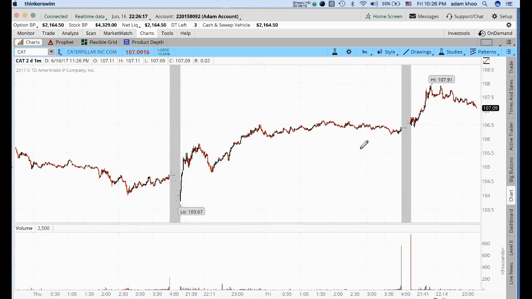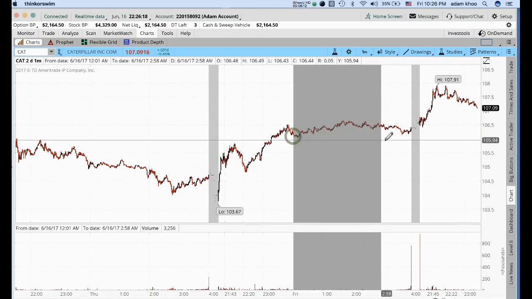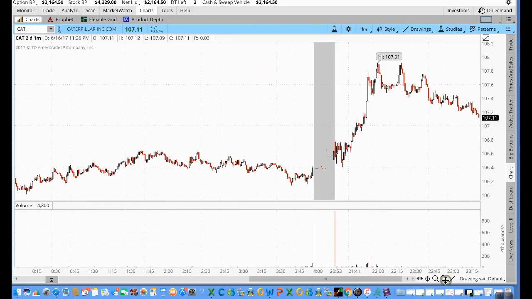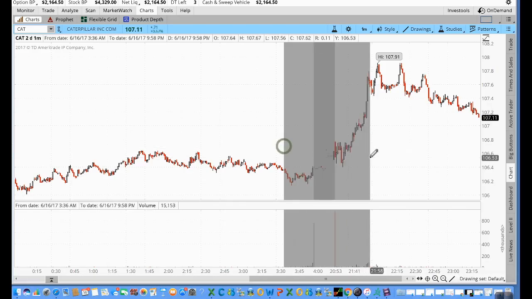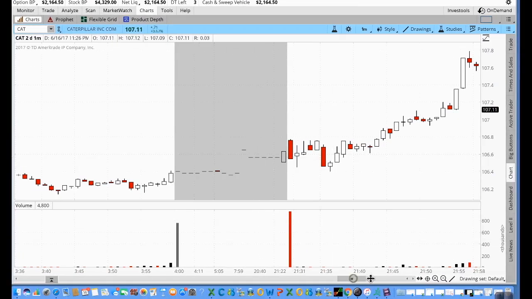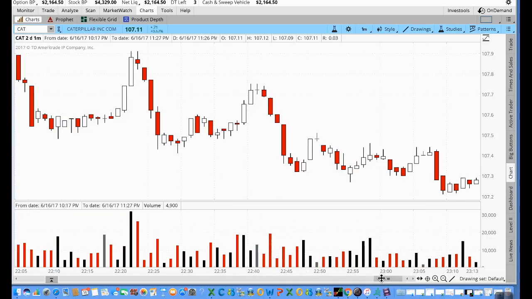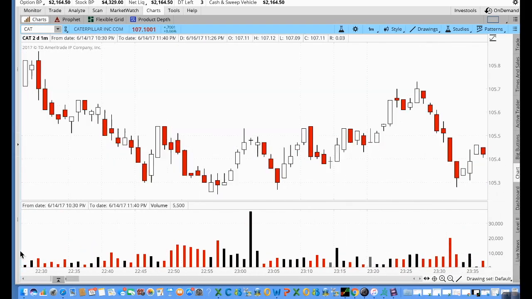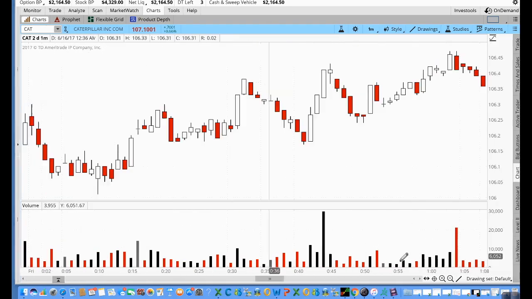All right, so you can see that these candles are 1 minute candles. This is an intraday chart, and over here, shaded in gray, is the pre-market chart. Sometimes the pre-market charts will appear if there's pre-market trading, as you can see.